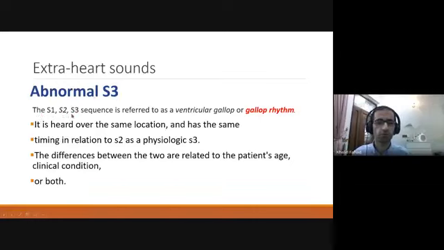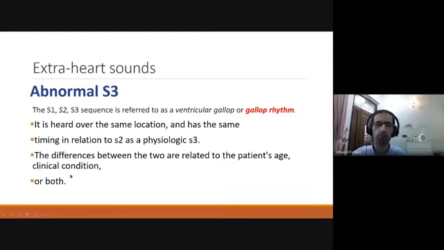The S1, S2, and S3 sequence is referred to as ventricular gallop or gallop rhythm, because it is like the gallop of the horse. It is heard over the same location and has the same timing in relation to S2. There are physiological and pathological causes. The difference between the two is related to the patient's age and clinical condition. So how can you differentiate between the physiological or abnormal S3? It depends on the patient's age. Above the age of 40, if you hear a gallop rhythm, this is unlikely to be normal.